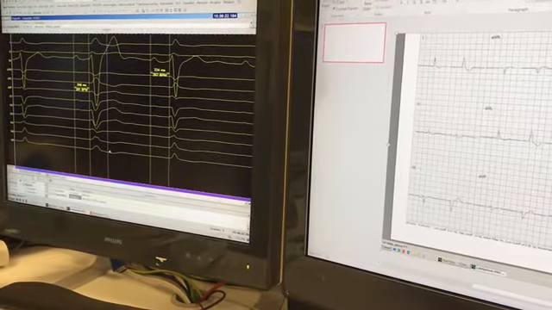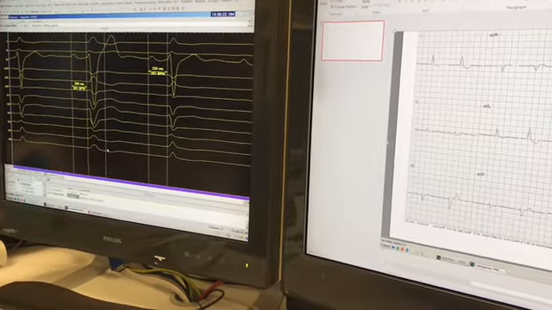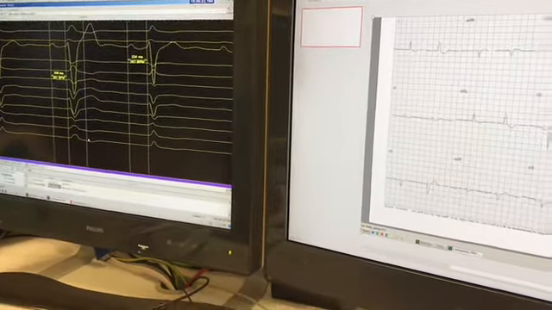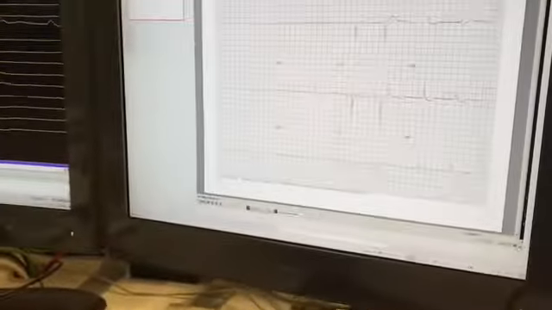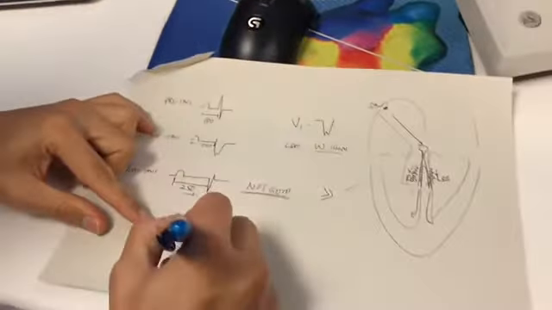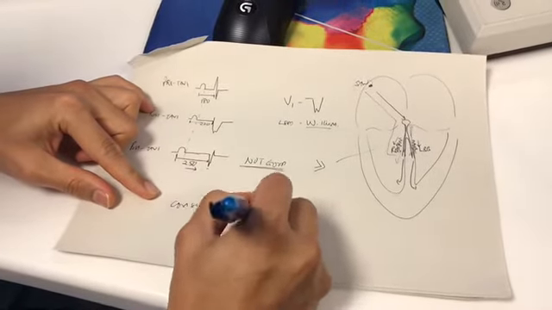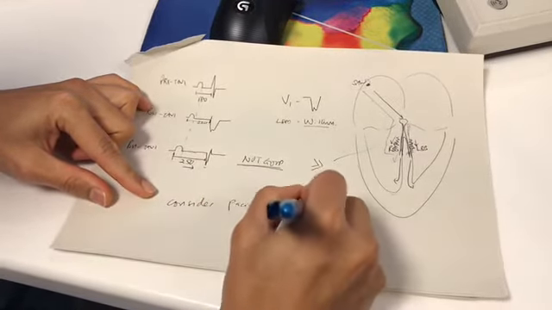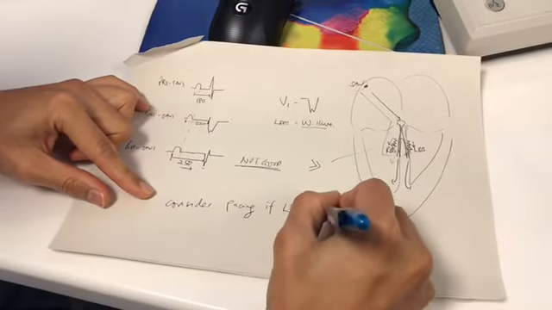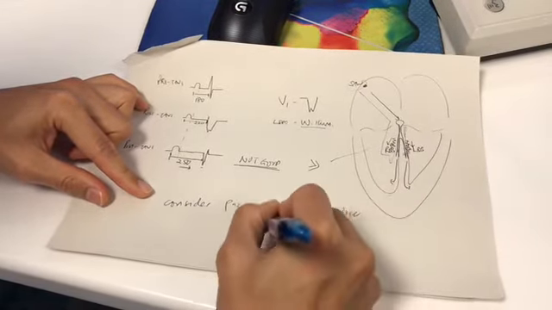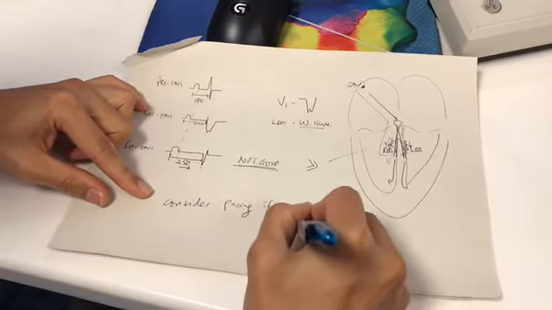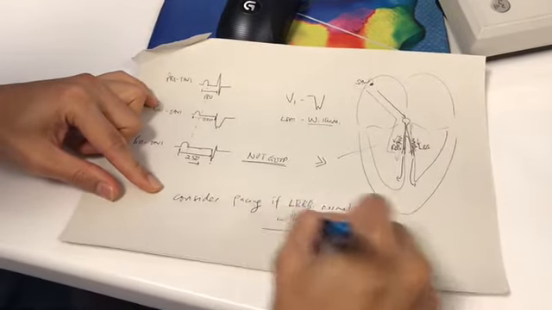So in summary, if a left bundle pushes out and becomes normalized and your PR goes out, it's not a good sign. Don't be reassured, and always consider pacing and discuss it with your EP team. Consider pacing if left bundle normalizes with PR going up. That's the lesson.